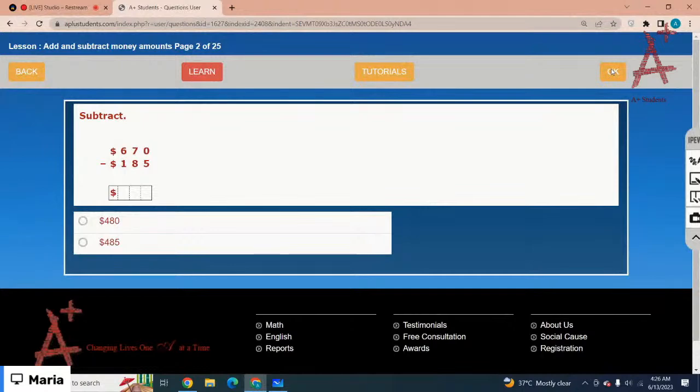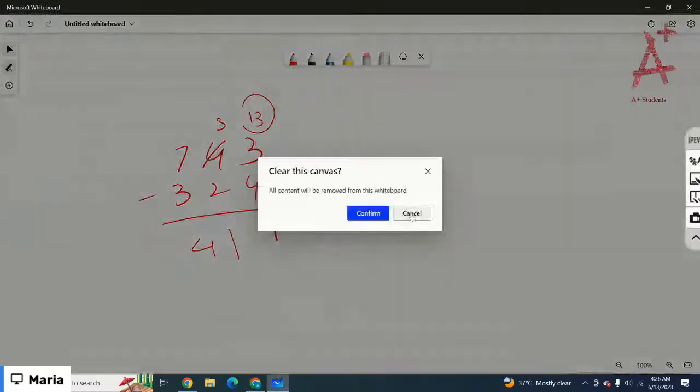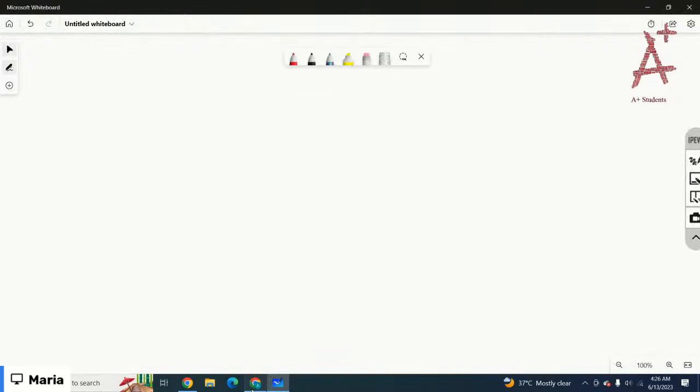The next one is 670 minus 185. You guys are here to learn. Stop talking, everyone. Just focus on the topic we are working on.